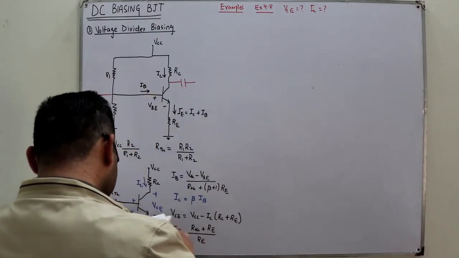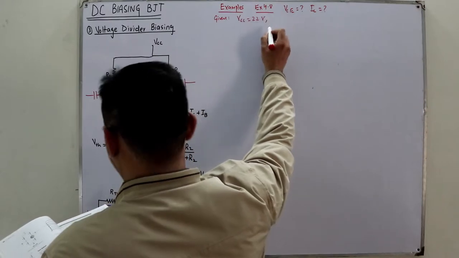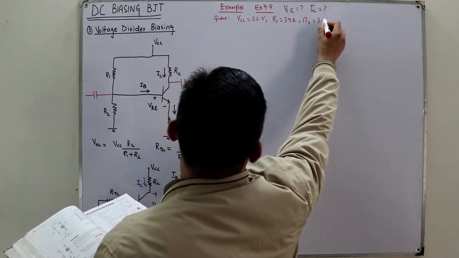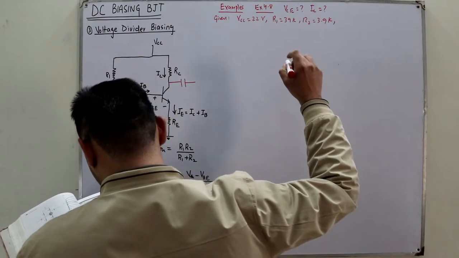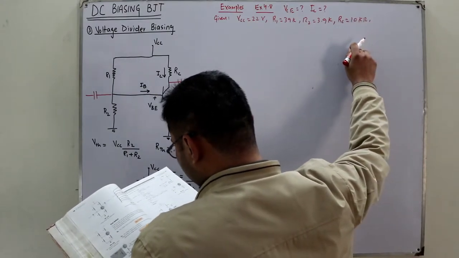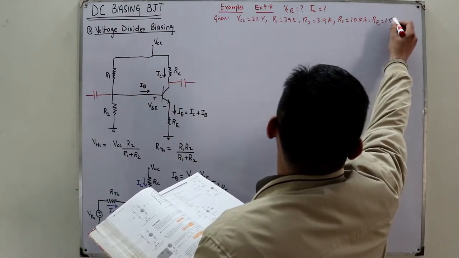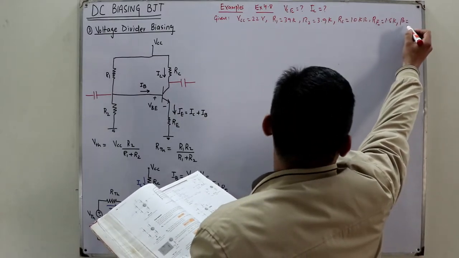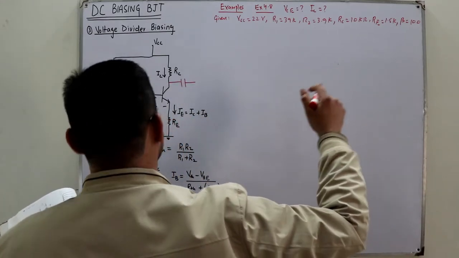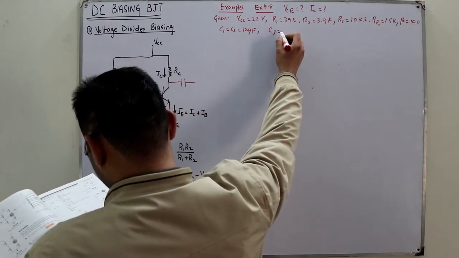What is given is VCC is 22 volts. R1 is 39 kilo ohms, R2 is 3.9 kilo ohms, RC is 10 kilo ohms, RE is 1.5 kilo ohms, beta is 100. And also the value of the capacitances are given. C1 is equal to C2 is 10 microfarad and C3 is 50 microfarads.